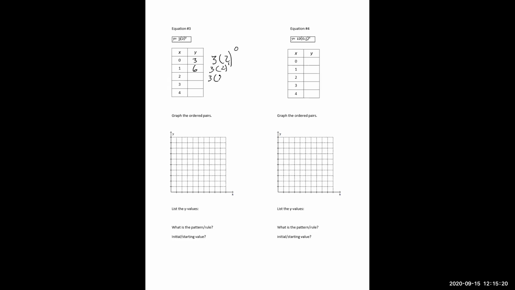Here we have 3 times 2 squared. 2 squared is 4, and 4 times 3 is 12. Here we have 3 times 3 squared. 3 squared is 9, and then 9 times 3 is 18. And then I have 3 times 4 squared. 4 squared is 16. 16 times 3 is 48.